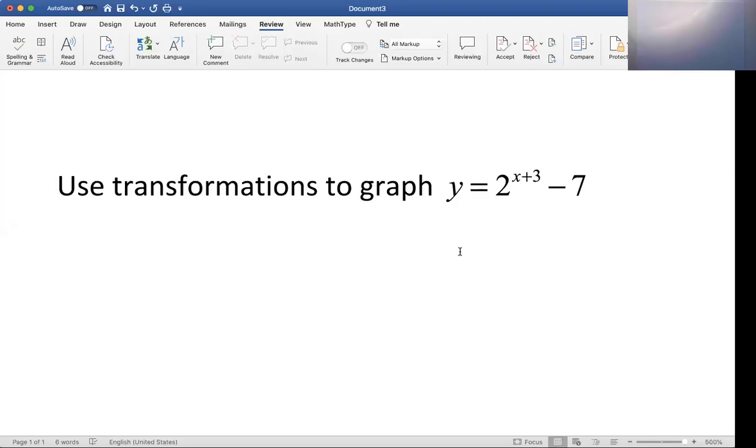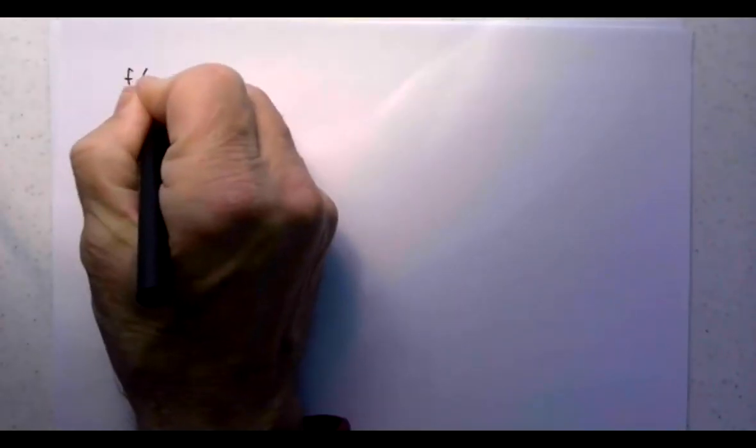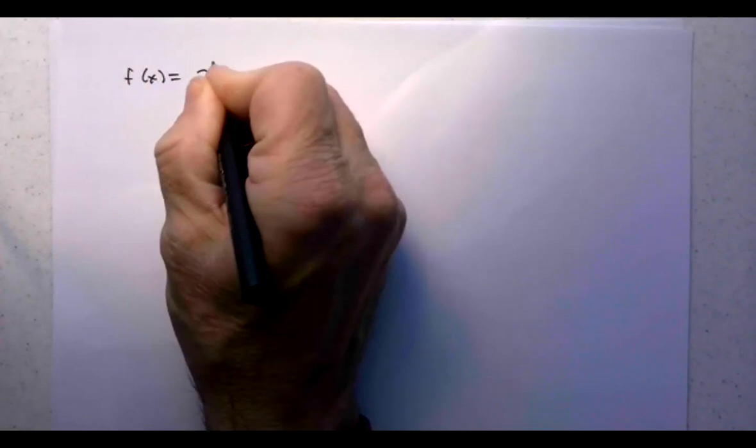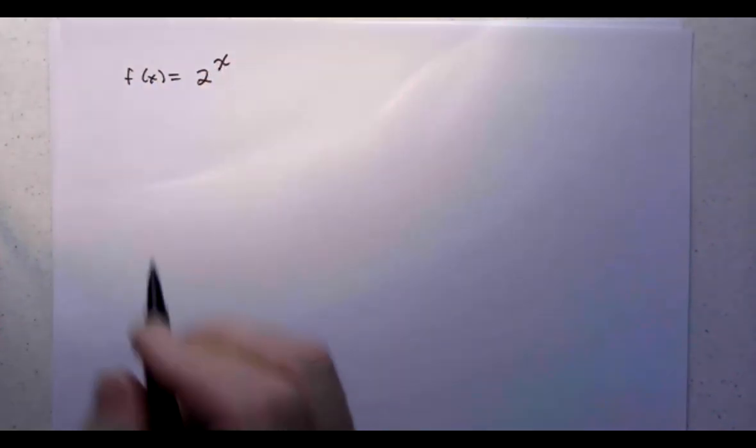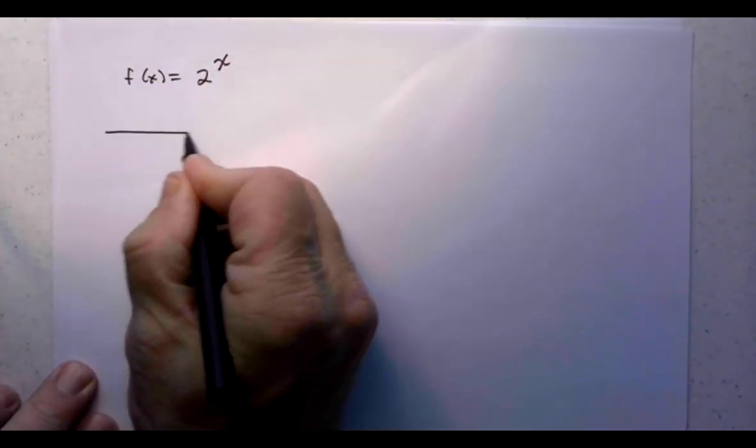Okay, so we want to use transformations to graph y equals 2 to the x plus 3 minus 7. So I was thinking about the shape of the graph first, and we're going to move it around. And the shape will be the same as y equals 2 to the x. So let's go ahead and construct that function. So let's look at the graph of f of x equals 2 to the x. We'll start with those points.